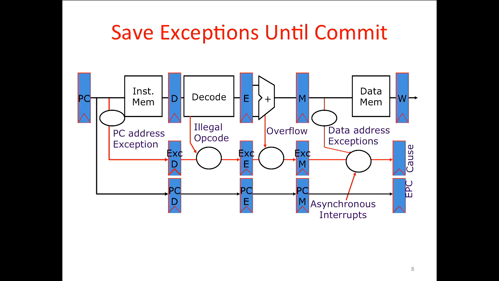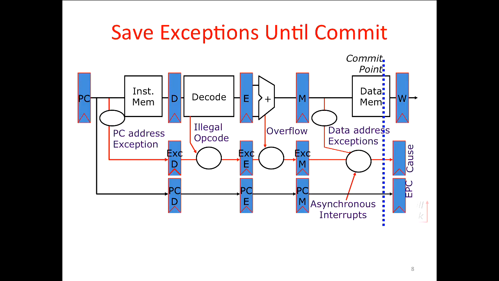Right, so that's a good question. The question is, if that first one was a legal PC, and you keep going, all those later instructions are going to be at some weird PC. You're going to get multiple PC exceptions. Well, the answer is you only report the one exception on this instruction, and you just flush the pipeline.